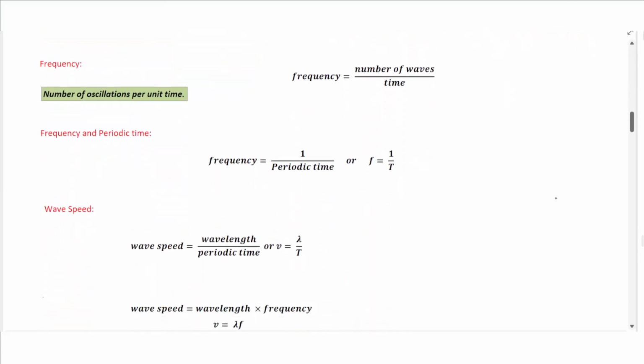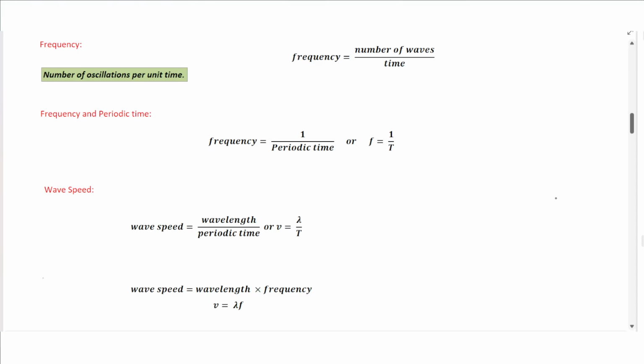Now there is another quantity called frequency, which is the number of waves or the number of oscillations per unit time, and you calculate it by dividing the number of waves over time. So if you have 20 waves that pass in 5 seconds, you calculate 20 divided by 5, you get 4 hertz. The unit is hertz, and we write it as capital H, small z. And frequency is related to periodic time with the equation that the frequency is equal to 1 over the periodic time, but the time must be in seconds.